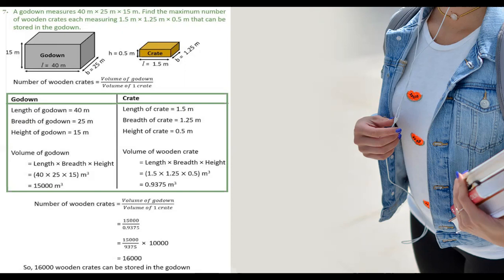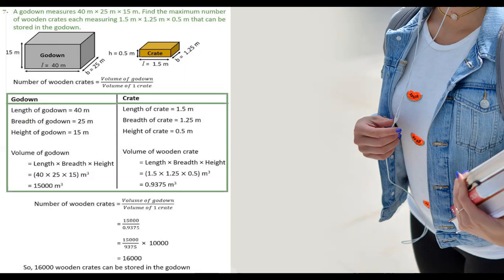So here we are given the length of the godown as 40 meters, breadth of the godown as 25 meters and height of the godown as 15 meters. So volume of godown is equal to length into breadth into height, which we get as 15,000 meter cube.